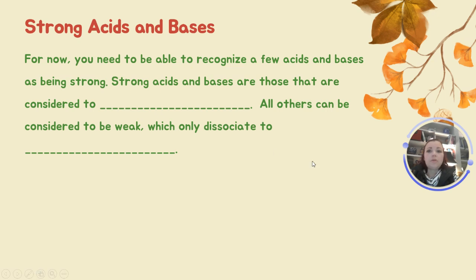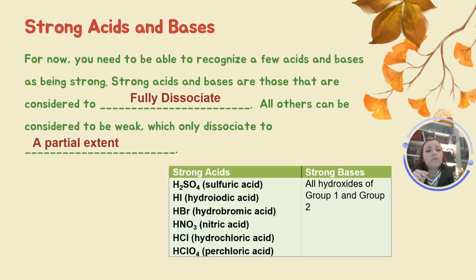So the strong acids and bases are those that are considered to fully dissociate, which we talked about before, and then weak acids and bases only dissociate to a partial extent. And so these are ones you need to have memorized, and this is on your memorization sheet. So we have 6 strong acids. So we have sulfuric, hydroiodic, hydrobromic, nitric, hydrochloric, and perchloric.